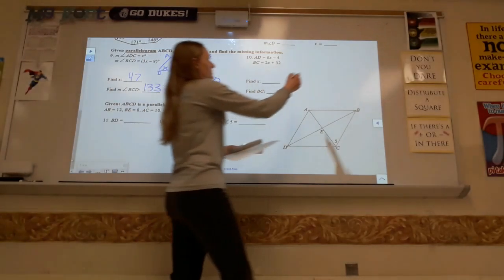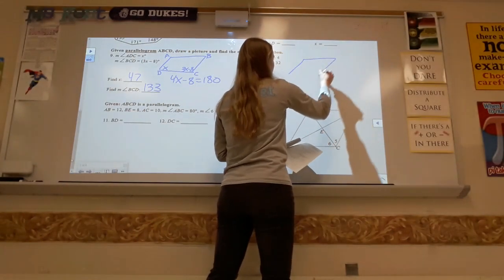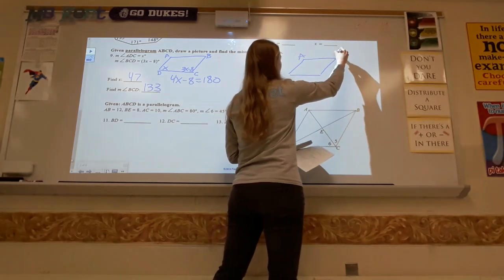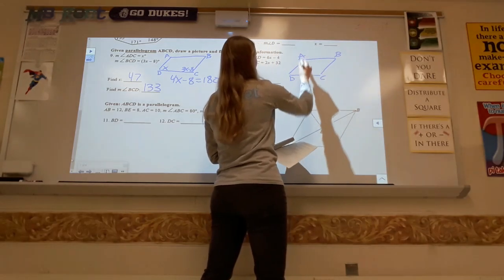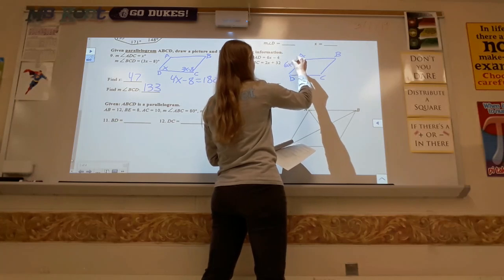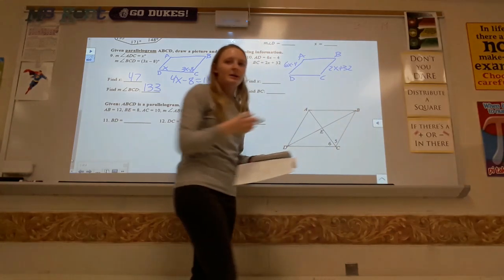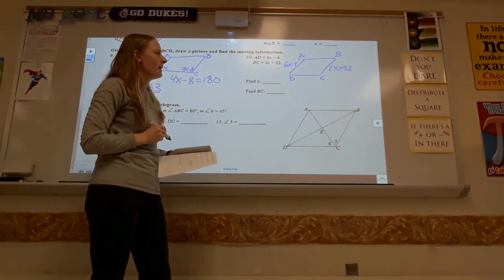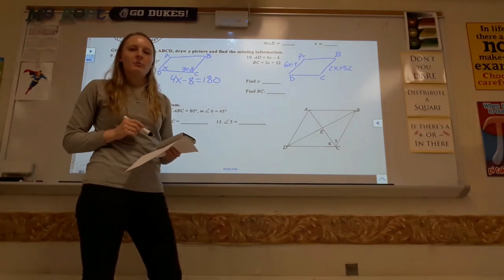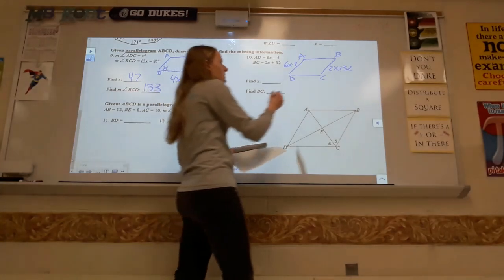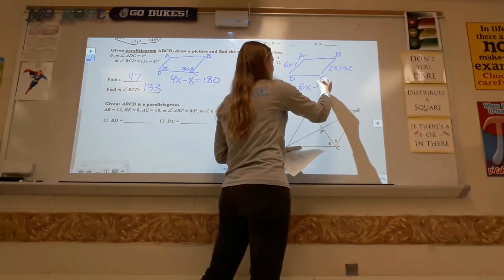All right, other one. I'm going to draw another parallelogram. A, B, C, D. AD is 6x minus 4. BC is 2x plus 23. What property would best fit this? Well, take a look. We have opposite sides labeled, and for a parallelogram, opposite sides are equal. So I'm going to go ahead and write those two expressions equal to each other.